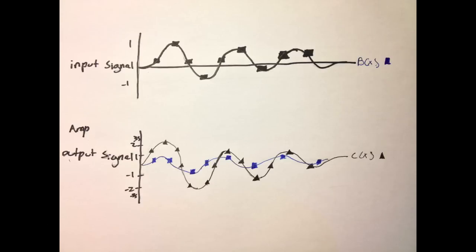Here's a picture of audio amplification with our amp. The input signal is shown as B of X with squares on the sine wave, and it's amplified on the output signal as C of X with triangles marking the lines. You can see the amplification from the 2 signals.